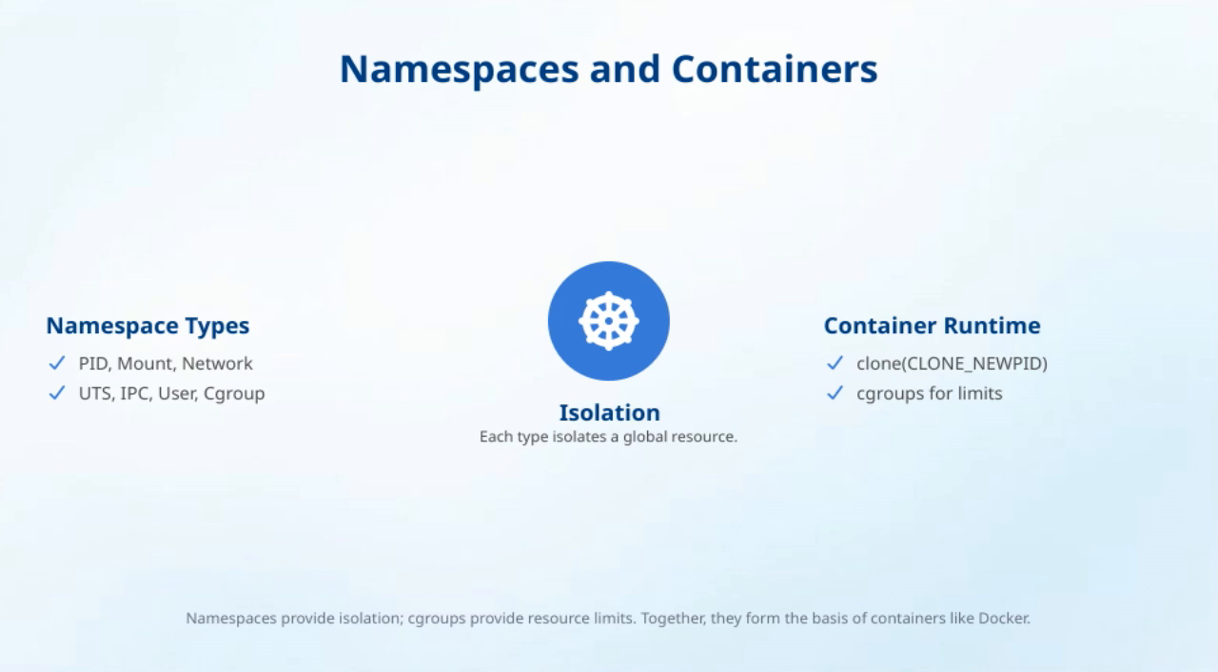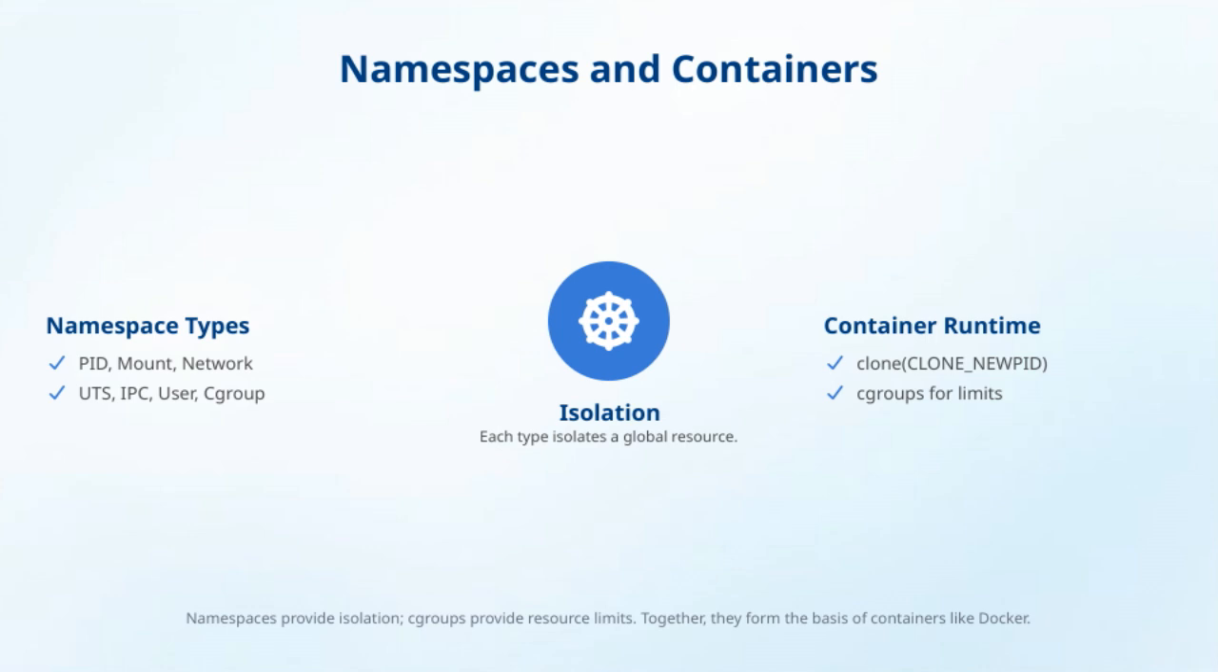For example, C groups are used to limit resources, such as CPU and memory, while namespaces isolate various system aspects. We see this at work with commands like clone, specifically clone with the clone_newpid flag, which creates a new process namespace. This is part of the container runtime that manages the lifecycle of containers. Each type of namespace isolates different global resources, like UTS, IPC, user, and C group namespaces, which handle hostname, inter-process communication, user identities, and group information.